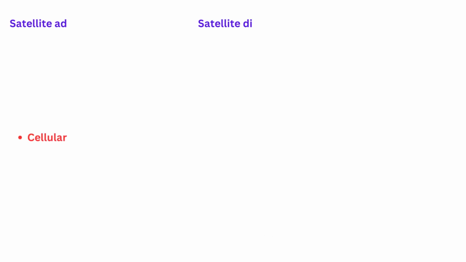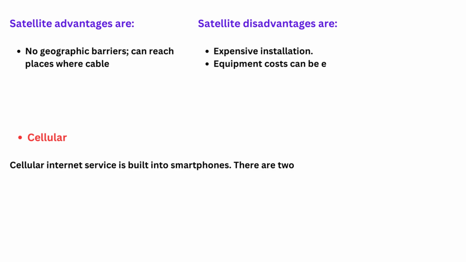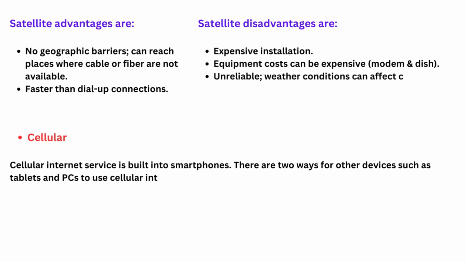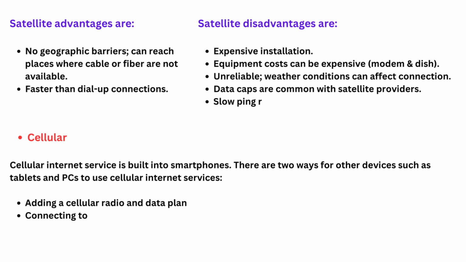Satellite advantages are: no geographic barriers, can reach places where cable or fiber are not available. Faster than dial-up connections. Satellite disadvantages are: expensive installation. Equipment costs can be expensive, modem and dish. Unreliable, weather conditions can affect connection. Data caps are common with satellite providers. Slow ping rate unsuitable for gaming, video chat, and VoIP.